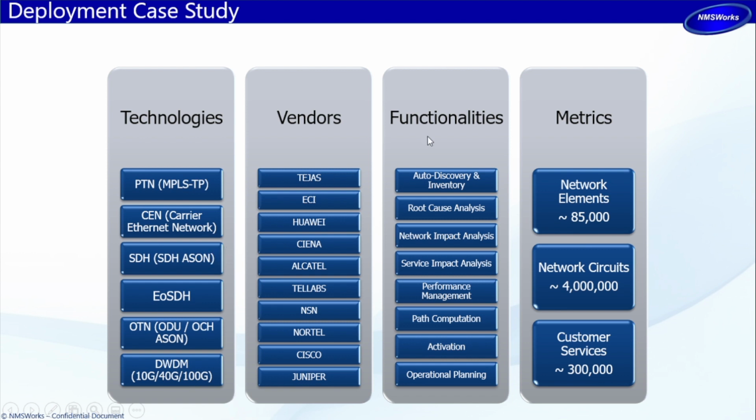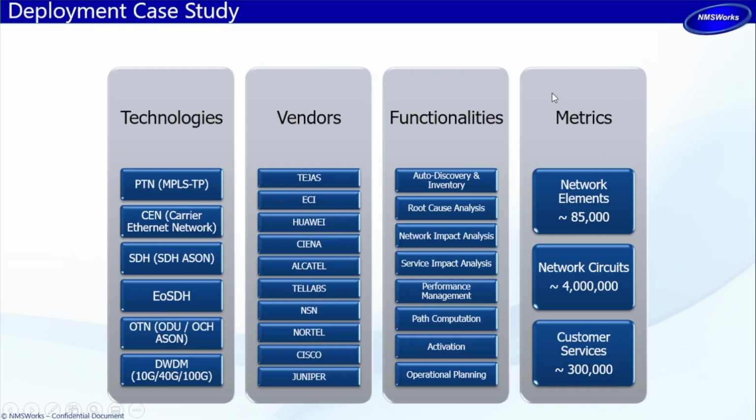The various functionalities that are delivered are auto discovery and inventory, root cause analysis, network impact analysis, SIA on the service assurance front, and the PMS, and service provisioning plus path computation and activation. There is also an operational planning tool which is being used by the planning team for the day-to-day change management activities that are being done in the network. As for the metrics of the network, there are around 85,000 network elements and 4 lakh network circuits catering to 300,000 customer services.